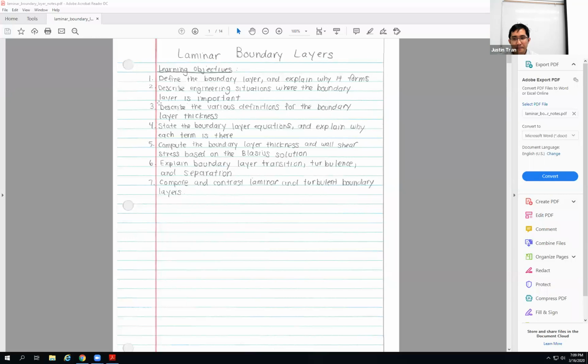And then probably the last thing that we'll do today is we'll state what the boundary layer equations are, how we got there, and explain what each of the terms does. Okay? And then on Wednesday, probably what we'll do is we'll start going over some of the analytical methods, which is the Blasius solution. And then we'll explain some more specialized topics like transition, turbulence, separation, and okay. So with that, we have our first lecture, and we're going to get underway.